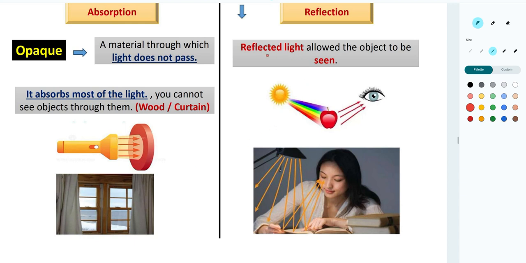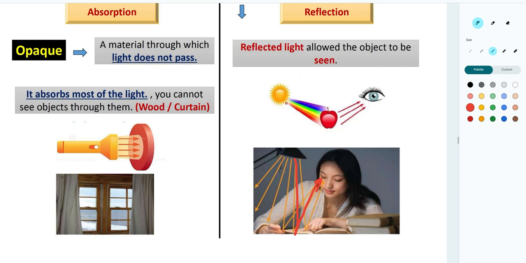Here we have reflection. Opaque objects will also reflect light. Transparent and translucent objects are also reflecting light. That's why we are able to see them. The objects we see because they are reflecting light. So we can see how the light is coming from the light source down to the object. It bounces off the object and into her eye. So light is being reflected, and that's how she's able to see the words in the book.